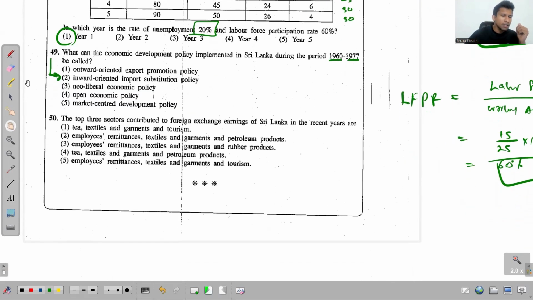50th, the top 3 sectors that contributed to foreign exchange earnings of Sri Lanka in recent years are. Okay, so the same story. This answer may not be relevant to your A-level year. So I'm going to skip this question 50.